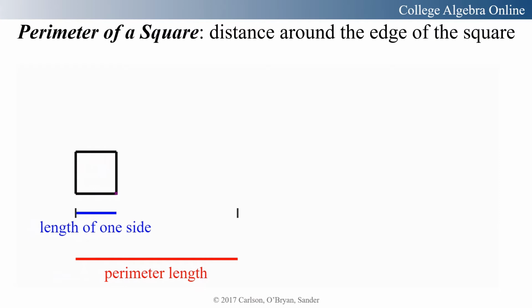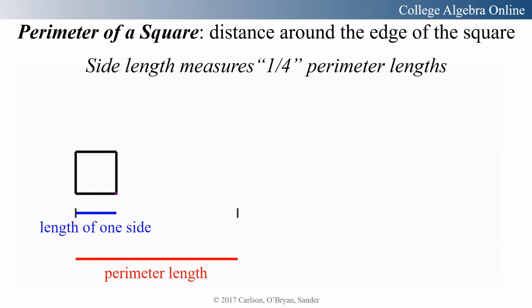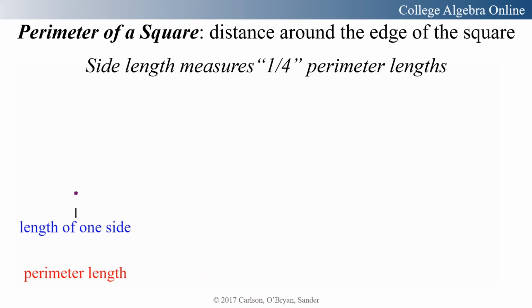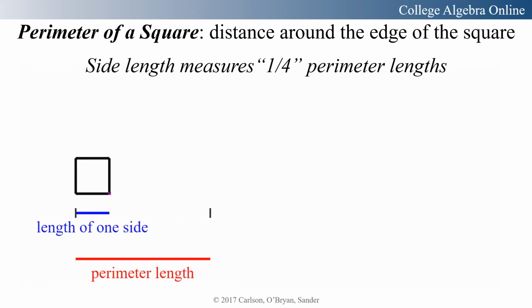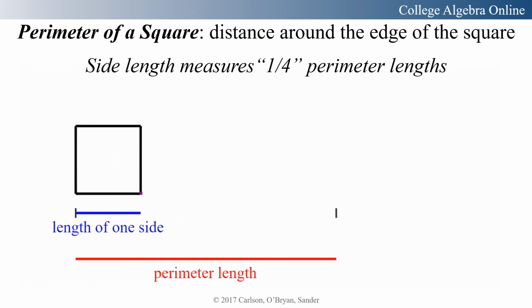We can also look at this relationship in the other direction. Imagine using the perimeter as the measuring stick for determining the size of one of the square's sides. The length of one of the square's sides is always 1/4 times as long as the perimeter. It doesn't matter how long the perimeter becomes, the relationship always holds.